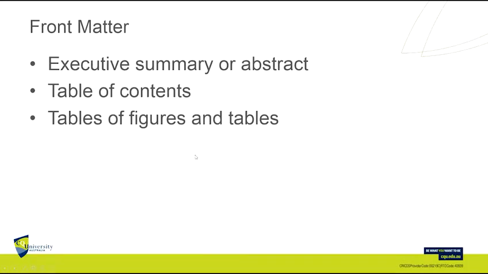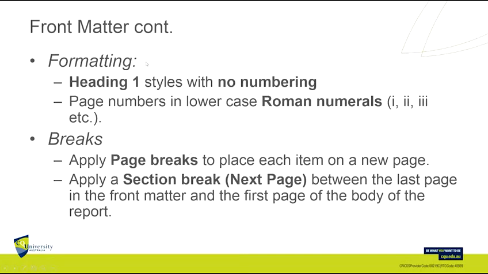Our front matter will include the executive summary or abstract, the table of contents, and tables of figures and tables. The formatting on this will be heading 1 styles with no numbering, page numbers in lowercase Roman numerals, and we'll apply page breaks between each item on a new page and section breaks between the last page of the front matter and the first page of the body of the report.